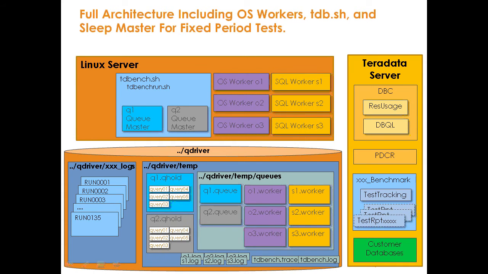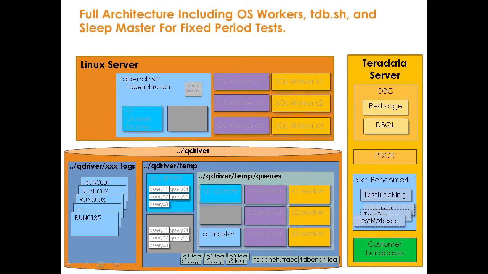When running fixed period tests, there is a sleep master that's started when the run statement is executed. When the time elapses, it puts a stop to the test. In prior releases, the sleep master put a stop on each queue. With version 7, I've added a queue for TdBench itself for command and control of the test, and it commands the queue masters to stop, kill, or provide status.